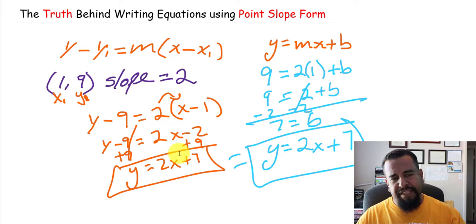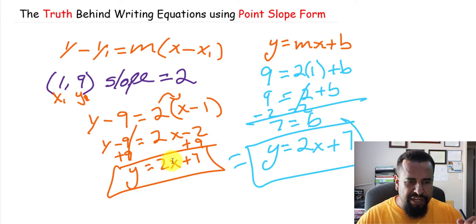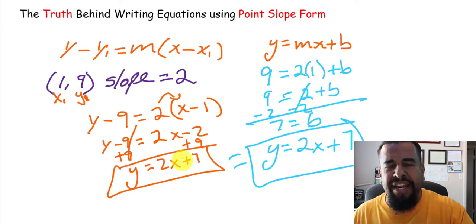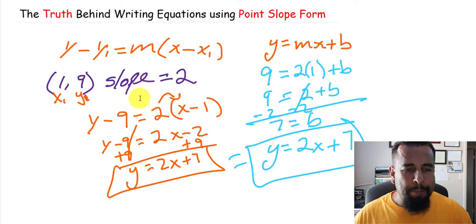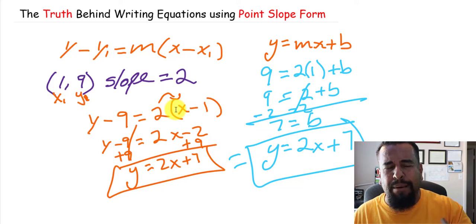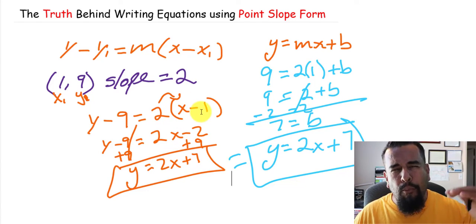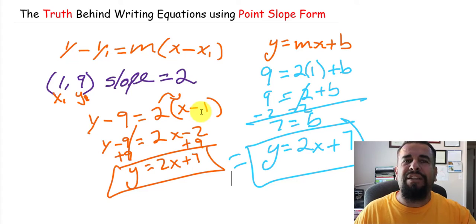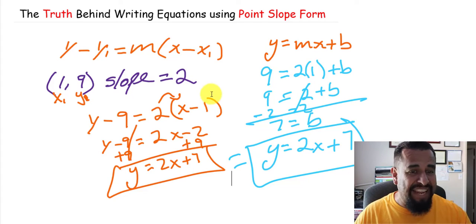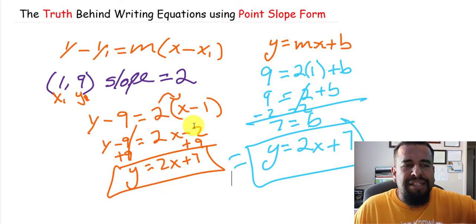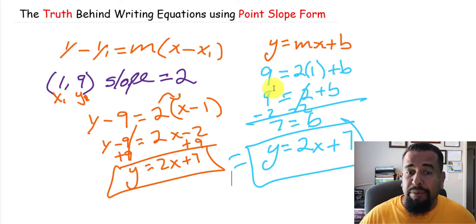The only difference is that, yes, when I get done here, it's already written in that format for me, right? But I did a lot of extra work. And if I don't distribute correctly, if I make a mistake, then the whole thing is going to end up being wrong. Remember, the more steps you have in an equation, the more likely you are to make a mistake. So you want to cut out some steps in order to try to avoid mistakes.